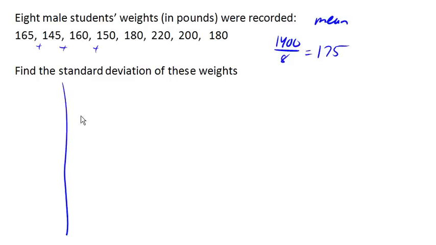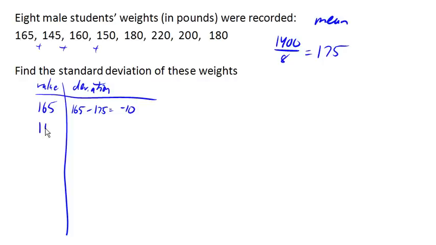So now we can take each value and find our deviation from the mean. So for the weight of 165, the deviation would be 165 minus the mean, 175, which is negative 10. For 145, we've got 145 minus 175, which is negative 30. For 160, we've got negative 15, and so on for the rest of the values.